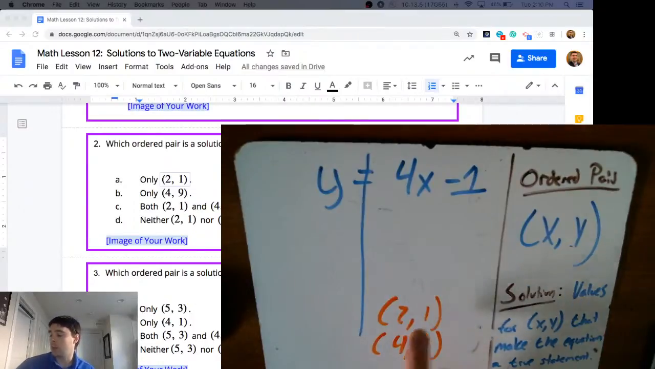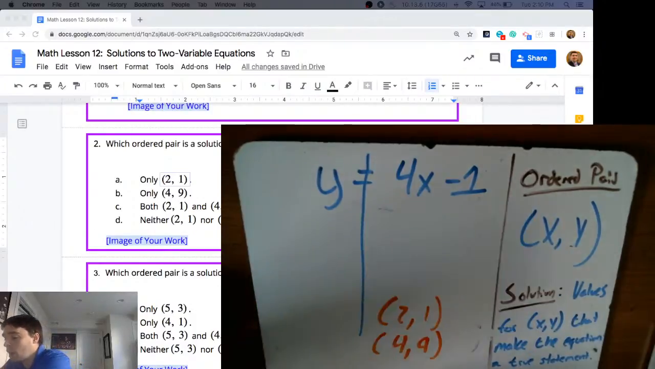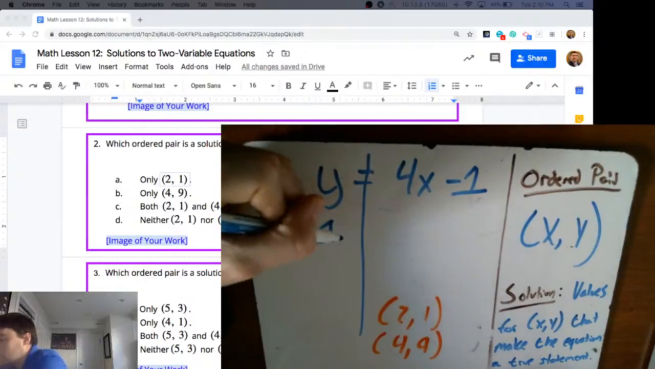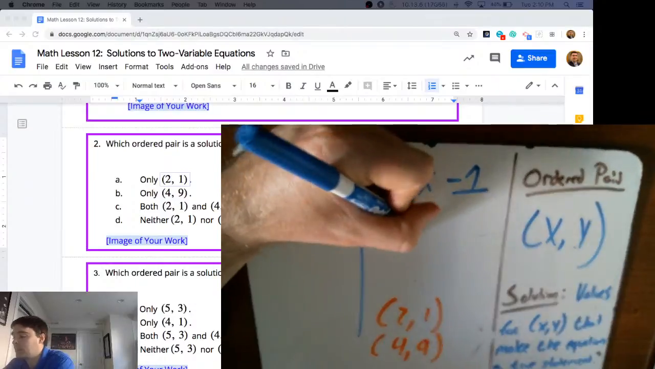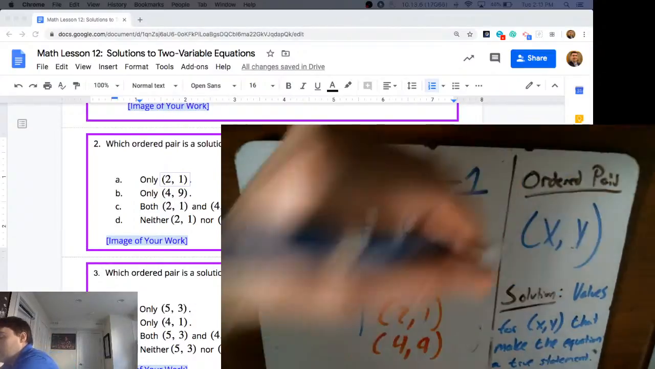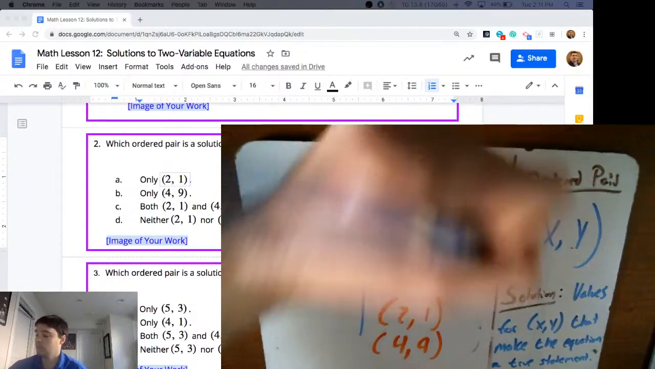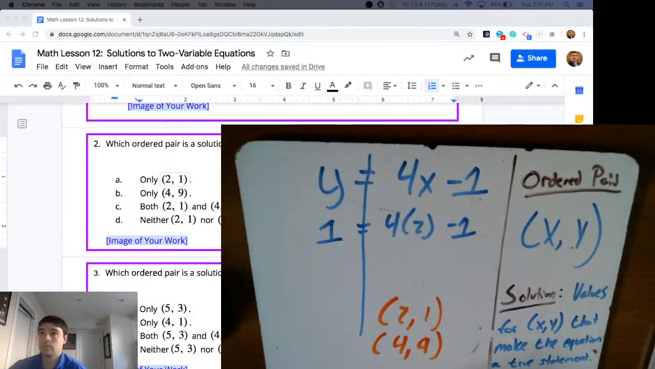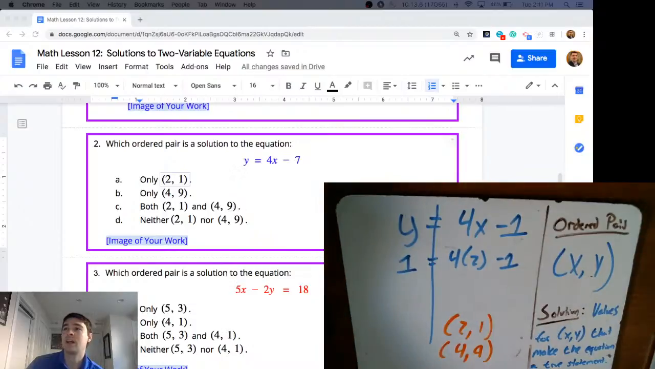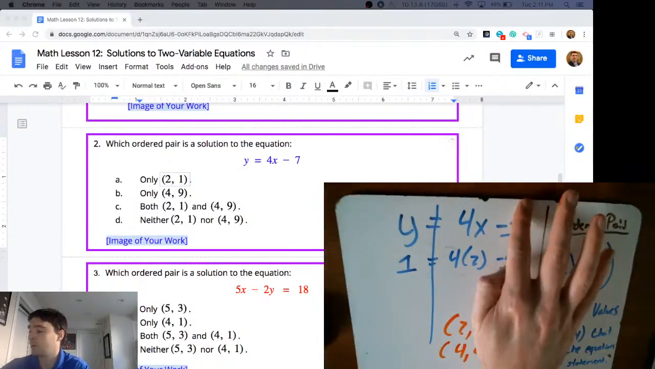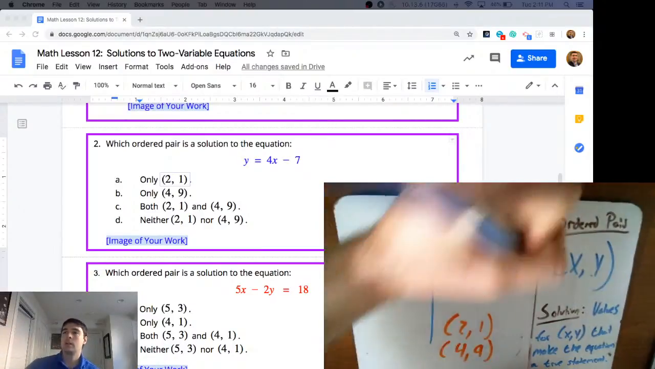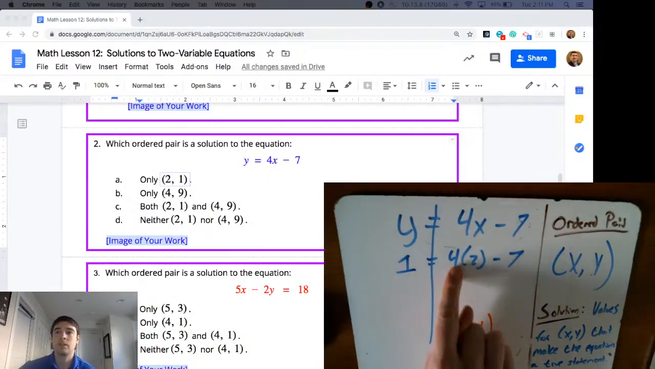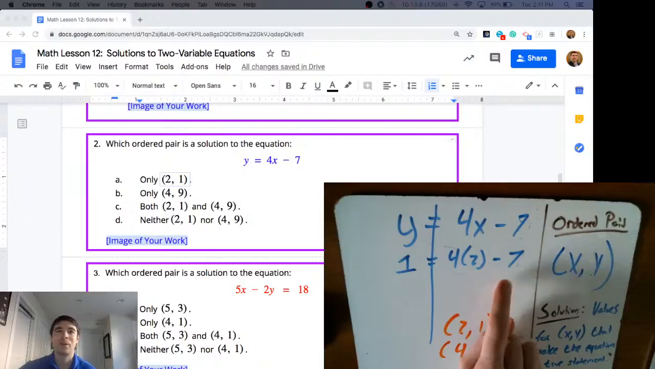I'm going to plug in a 2 for x and a 1 for y. So I'm going to replace my y with 1. So the equation becomes 1 equals 4 times 2 instead of 4 times x, because I'm replacing x with 2, minus 1. And I made one mistake here. I copied the equation wrong. I'm seeing that now, so it should say 4x minus 7. I'm sorry for that, and hopefully you were seeing the same thing as you're following along at home. It should say 4x minus 7. So now I'm seeing 4 times 2 minus 7, and my apologies for that mistake. Make sure you copy that equation correctly.